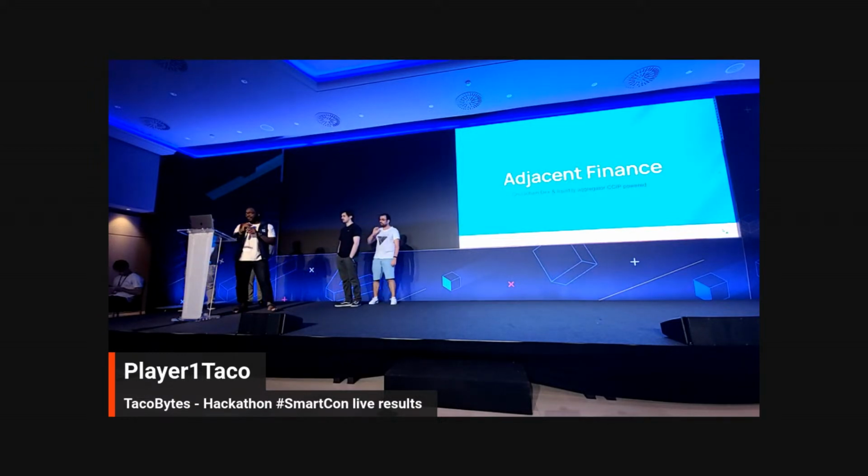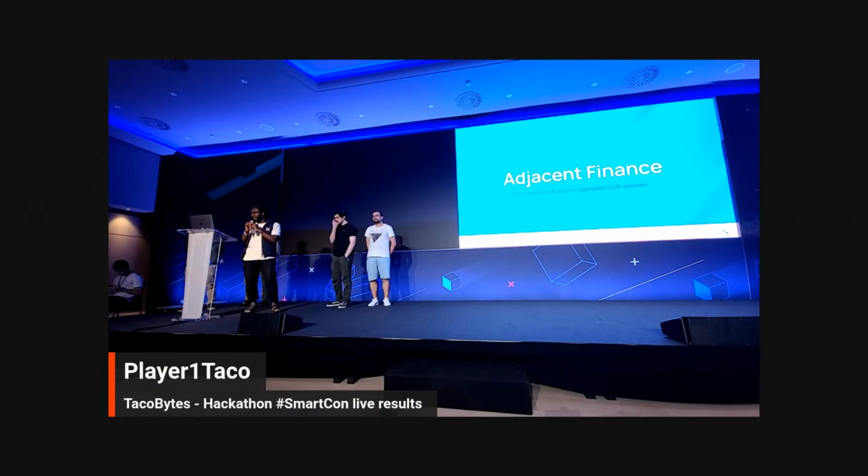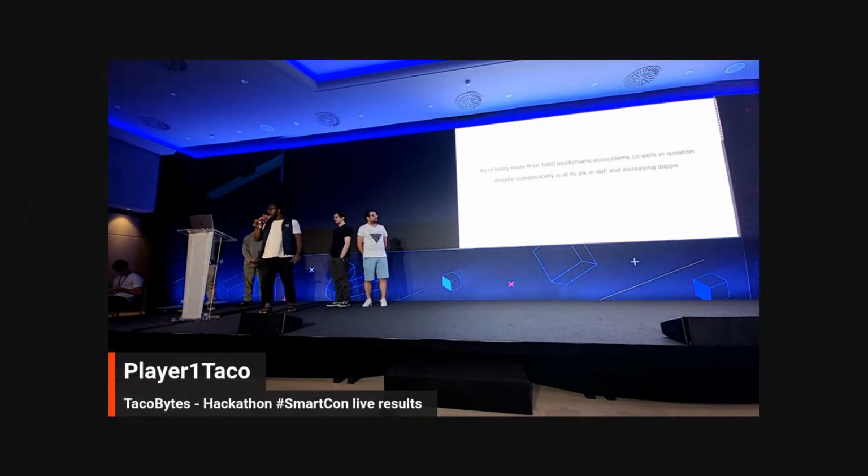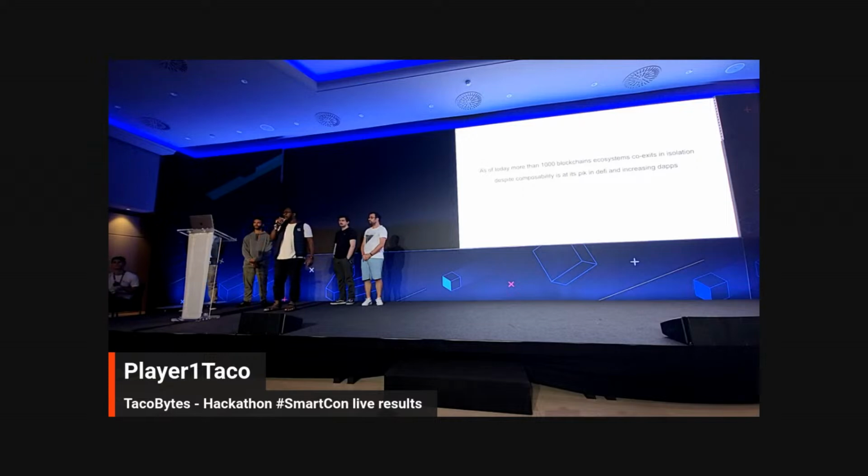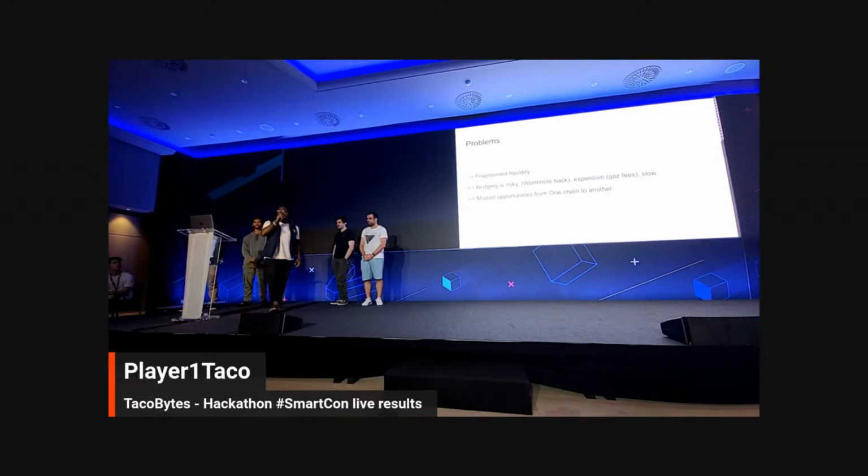Hi everyone. Today we're going to present Adjacent Finance, which is basically a cross-chain liquidity aggregator, CCIP powered. We all know that there are more than 1,000 blockchain ecosystems that coexist in isolation. The number of layer 1s and layer 2s keeps on growing, and there is a crazy number of dApps and composability features, but with this isolation. So what does it lead to? It leads to fragmented liquidity across different ecosystems.